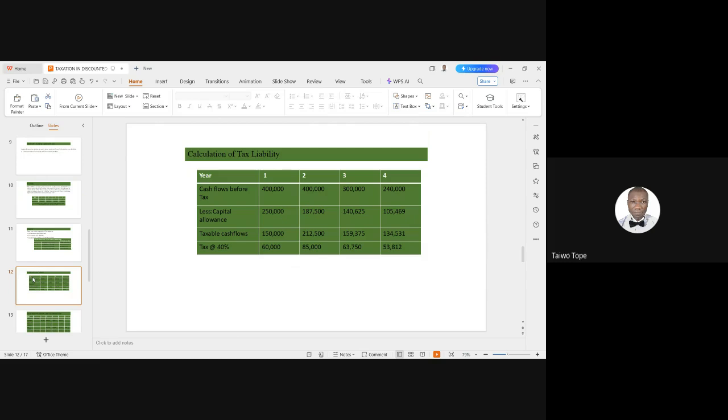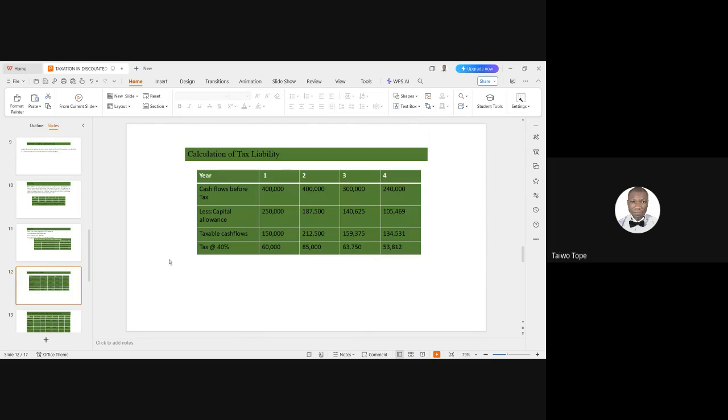So tax at 40% will be 0.4 multiplied by 150,000. In year one, you have 60,000 as your tax. In year two, 212,500 multiplied by 0.4, you have 85,000 as your tax in year two. In year three, you have 159,375 multiplied by 40%, you have 63,750. And in year four, you have 134,531 multiplied by 40%, which is the tax rate, you have 53,812.